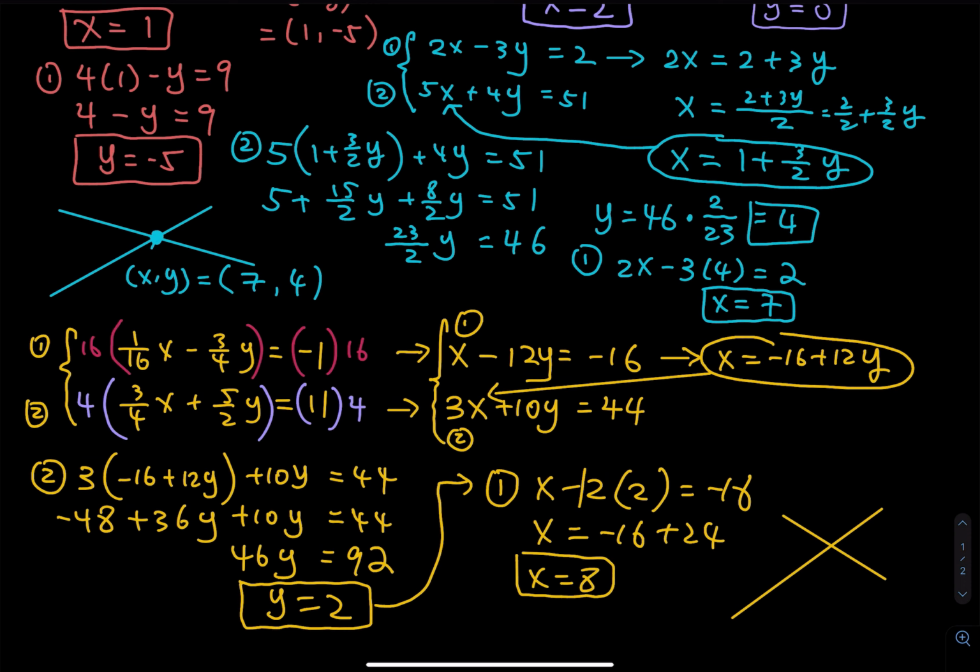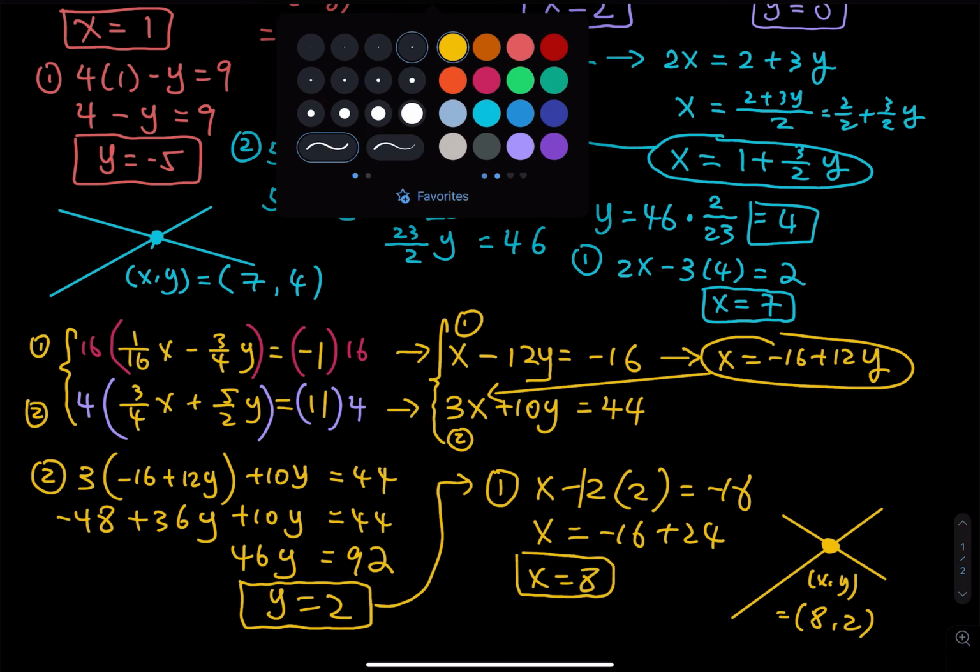Okay, so all I need to know is these two straight lines have an intersection, and this intersection has a coordinate x comma y equals 8 comma 2. They intersect at 8 comma 2. That's all I need to know. I don't really care about the slope or the y-intercept. I don't care at all. All I care is there is an intersection, and that is the coordinate of the intersection. So this is another system. So let's move on to the next system.